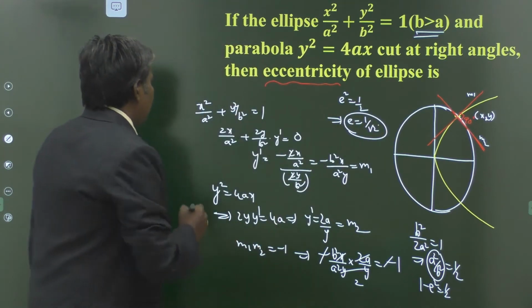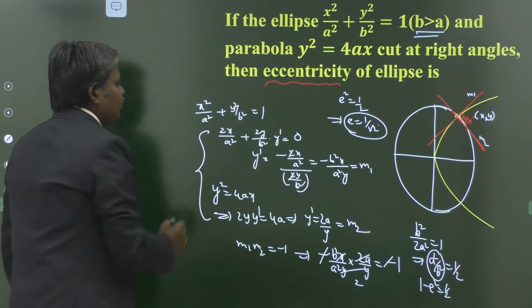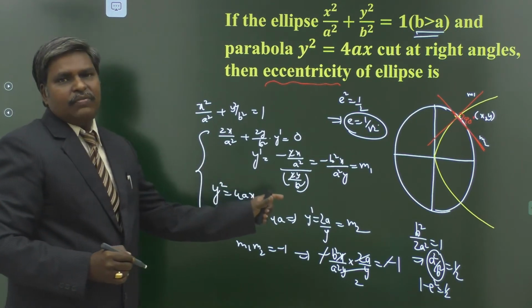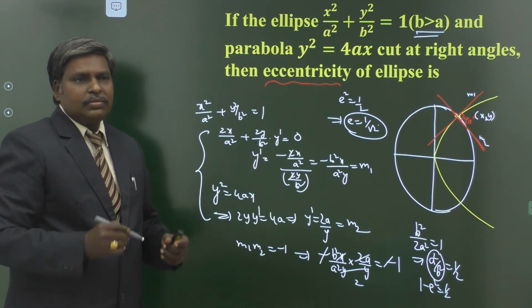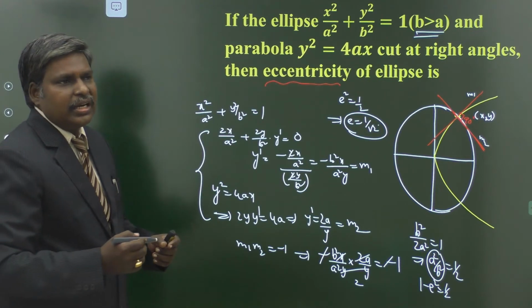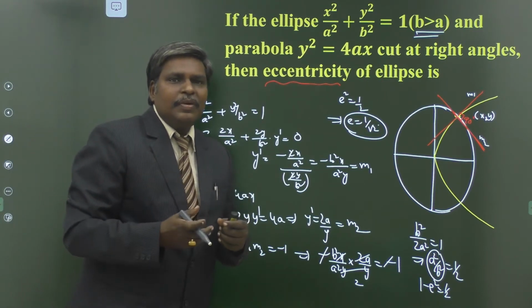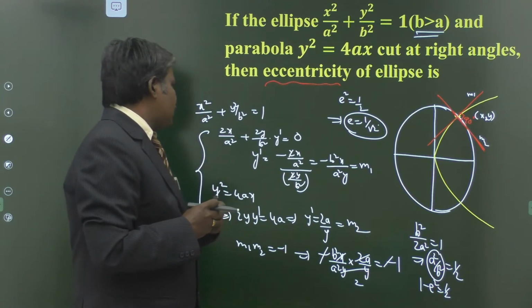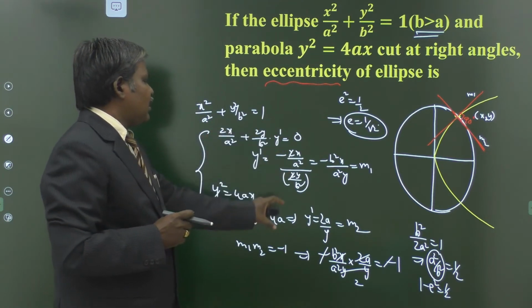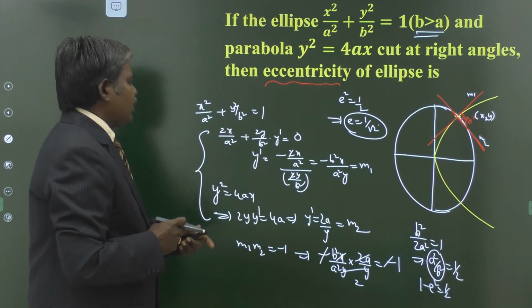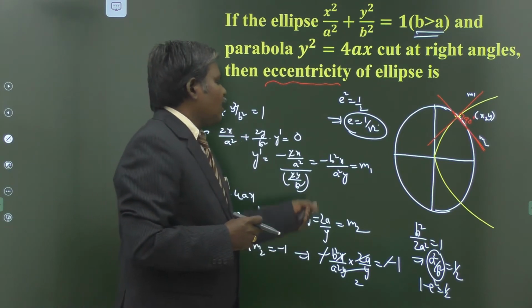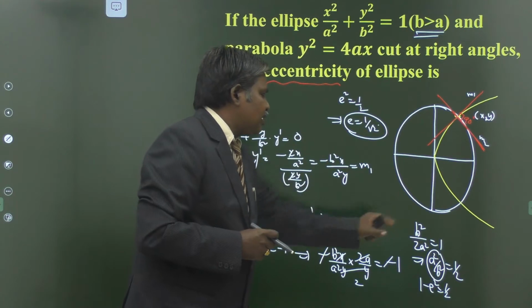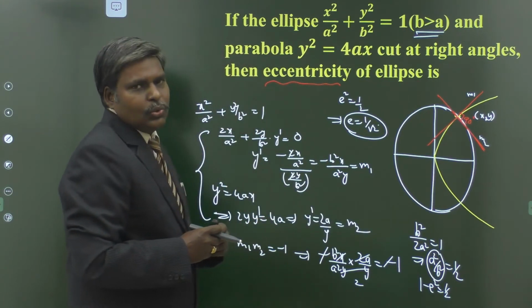That's all. So the only logic behind this problem is you have to make m1 m2 equal to minus 1. When two curves are cutting orthogonally, we mean the angle between the tangents at their point of intersection is 90 degrees. So you just find their slopes at their point of intersection, make their product equal to minus 1, and hence find the relation between b square by a square and e square.